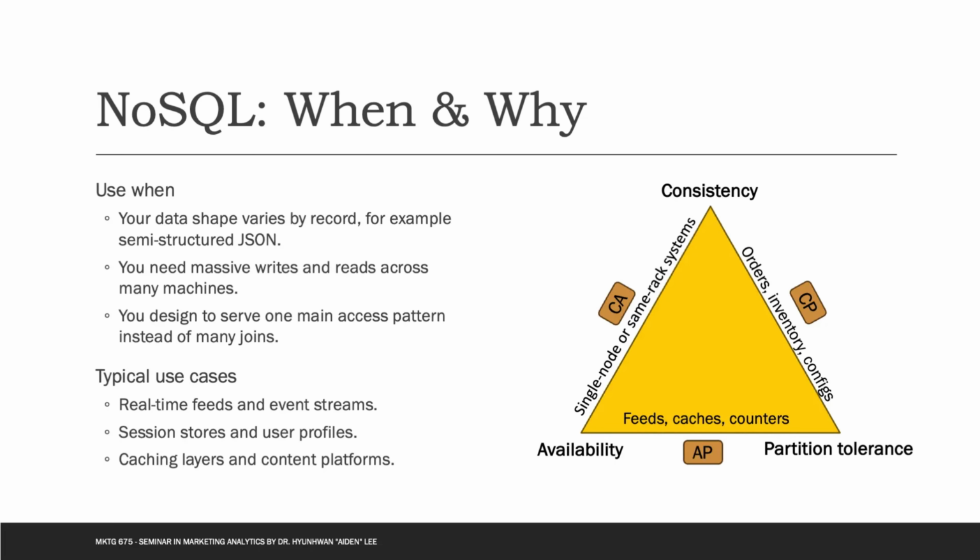Now look at the triangle on the right. It shows 3 goals: consistency, availability, and partition tolerance. We call this the CAP triangle. Consistency means that all users see the same data after a write. Availability means the system keeps answering requests. Partition tolerance means the system keeps working even when the network splits machines into islands.